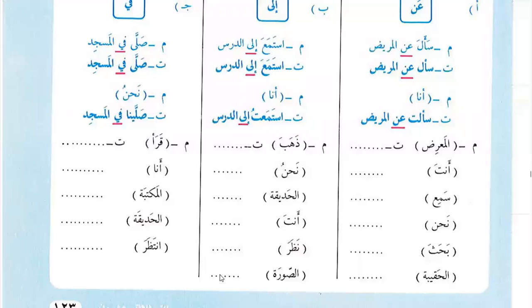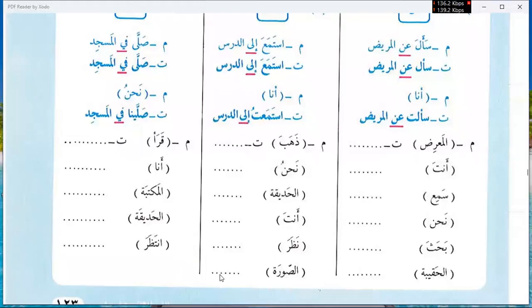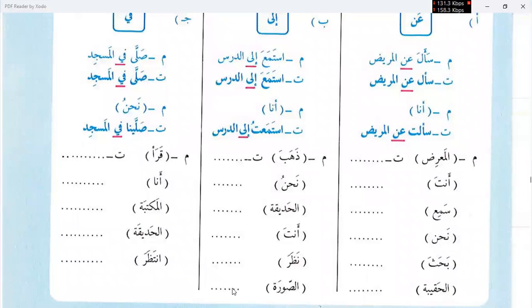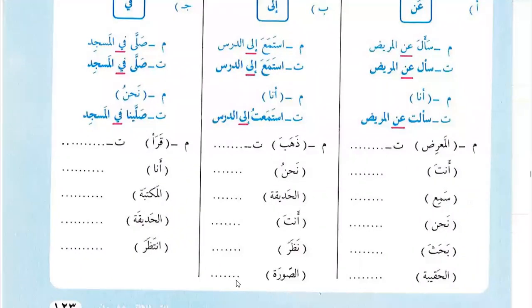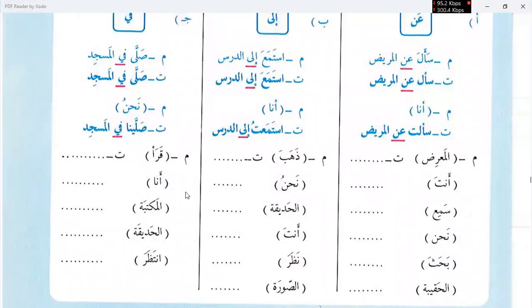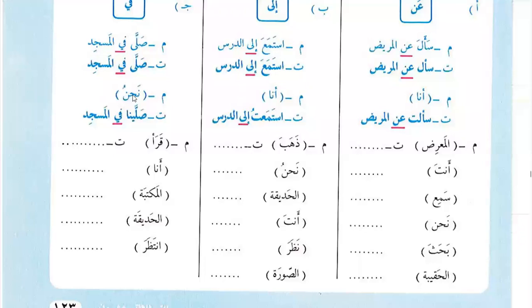Next is you looked at the picture. Anta nazarta ila surah. Next student is Miss Rahma. Salla fil masjid. He prayed in the masjid. Then nahnu, so we'll say we prayed in the masjid. Sallayna fil masjid. We prayed in the masjid.